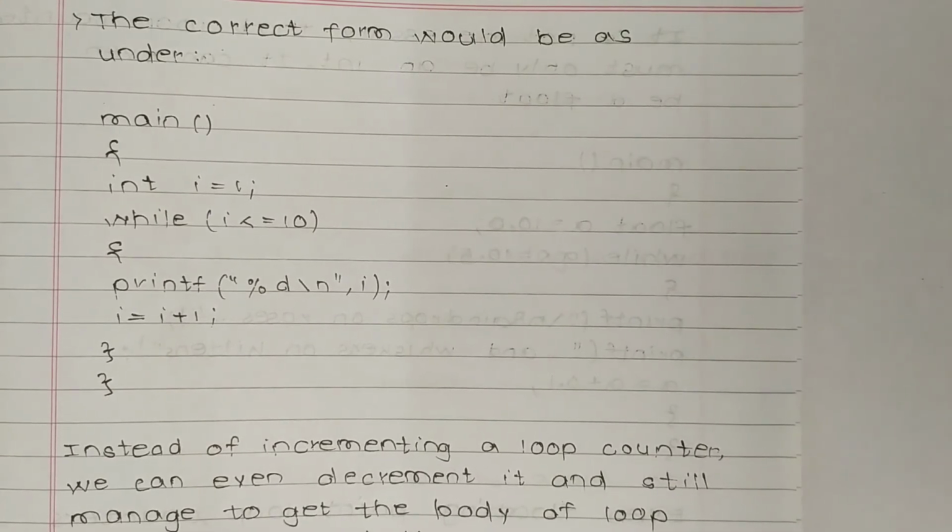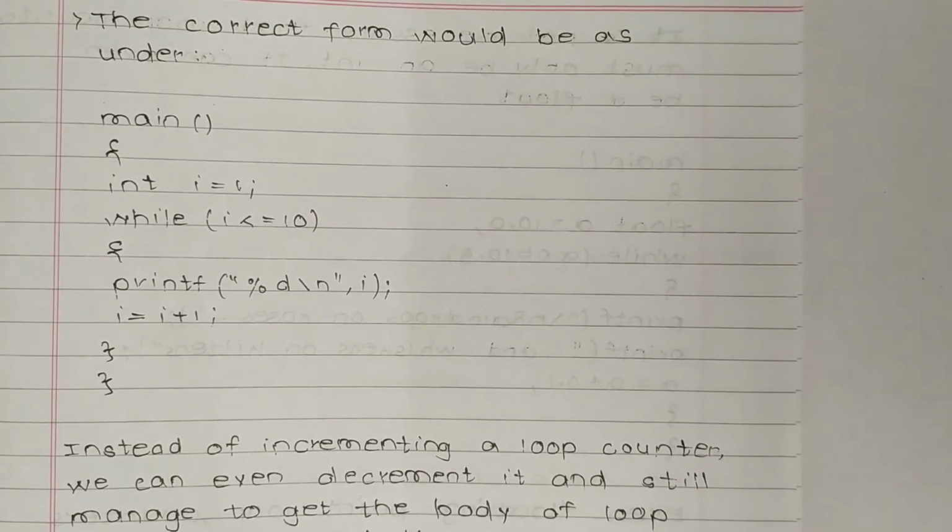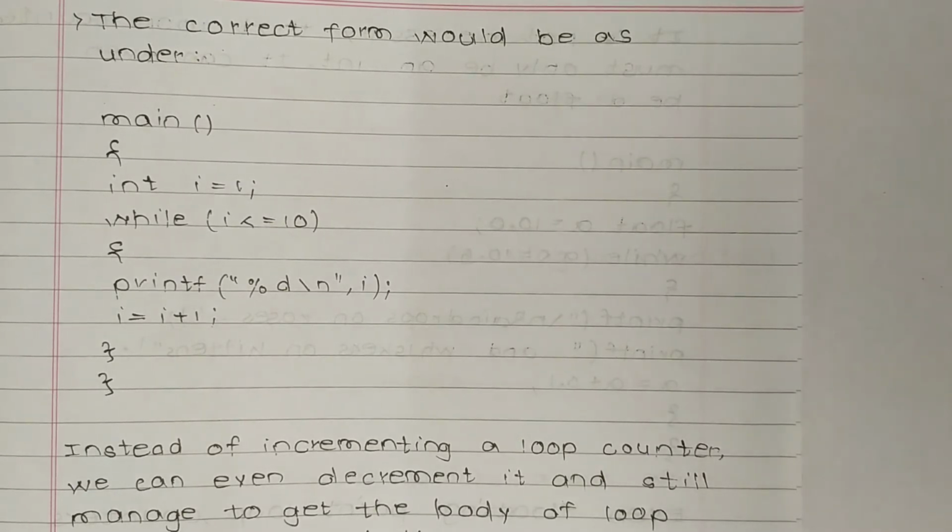The correct form would be as under: main, int i = 1, while i <= 10, printf("%d\n", i), i = i + 1. So here i will be incremented. i is getting incremented here.